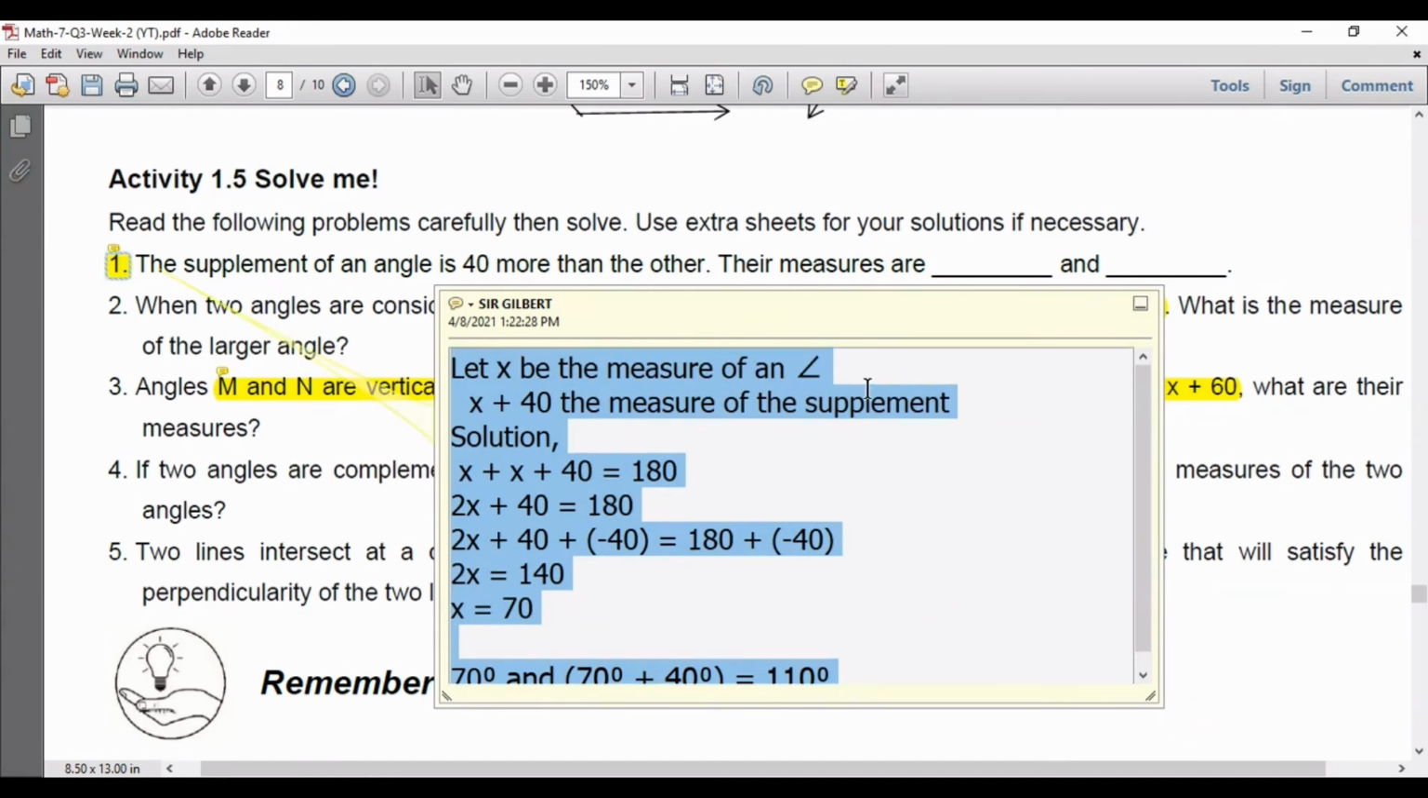Let x be the measure of an angle. x plus 40 is the measure of the supplement, which is 40 more than the other. Our working equation will be x plus x plus 40. The sum of two angles must be equal to 180.